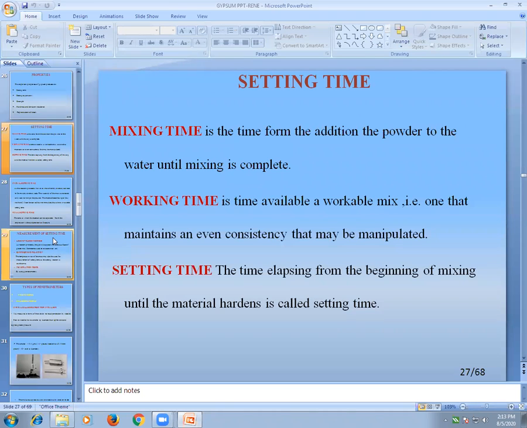Okay, we'll continue with gypsum products. Last time we saw what gypsum is, what plaster is, how to convert gypsum into plaster or plaster into gypsum, what that process is called, and the properties of gypsum. Now we'll continue with setting time. So we'll see in brief what we saw in the last lecture.